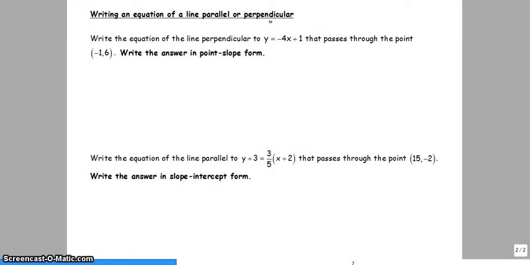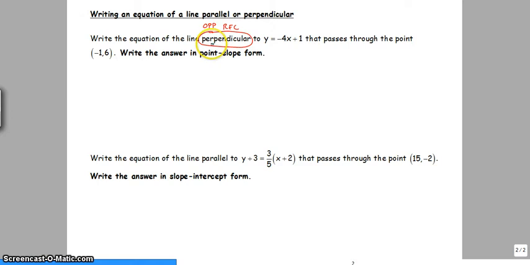I would always tell my students, go ahead, read the problem. Write the equation of the line perpendicular to y equals negative 4x plus 1 that passes through the point negative 1, 6. Write the answer in point-slope form. Right off the bat, the two most important pieces of information I see are things that I would circle or highlight or underline, and that is that you need perpendicular here. And recall, perpendicular means that the slope has to be the opposite reciprocal.